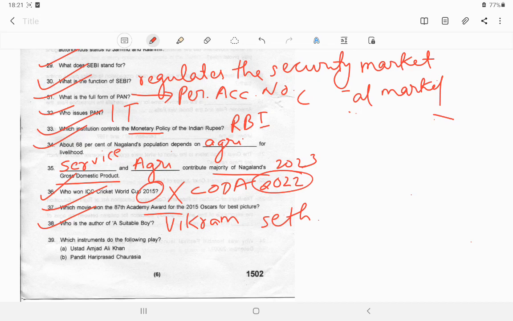Which instrument do the following play? Ustad Amjad Ali Khan plays the sarod. It is a type of guitar, a string instrument. Hariprasad Chaurasia plays the bansuri. Bansuri is a flute.